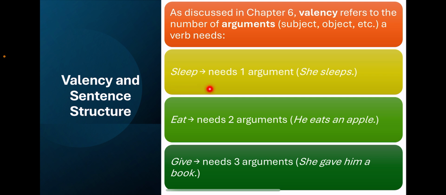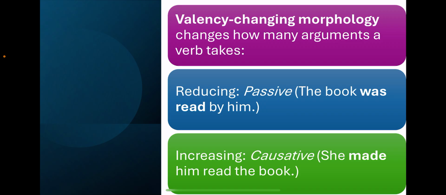So for example, sleep and need, these verbs need one argument. We say she sleeps or he sleeps. We say I need or she needs. Eat is a verb that requires two arguments. He eats an apple, because when you say he eats, people expect to know what he ate. So he eats an apple. Give requires three arguments. She gave him a book. So she is one argument, him is another argument, and book is another argument. So we have three arguments for the verb give.